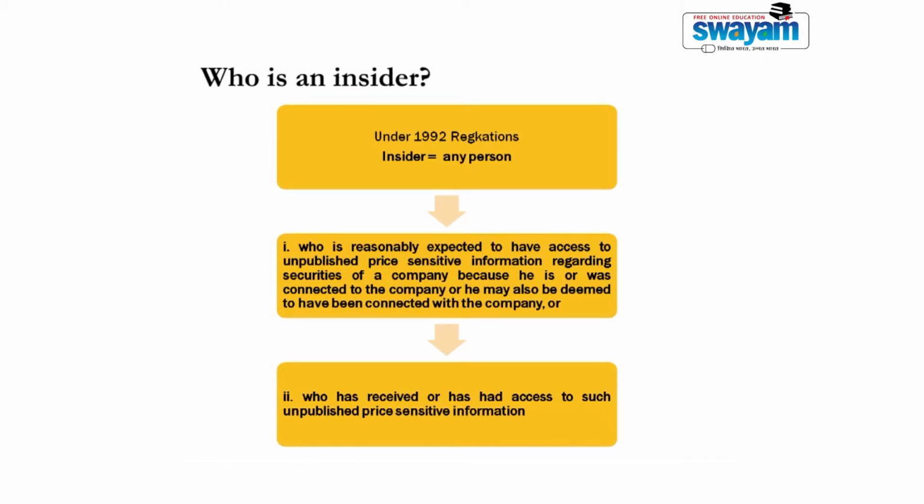Let us now look at the definition under 2015 regulations. Under 2015 regulations, insider means any person who is a connected person or who is in possession of or having access to unpublished price sensitive information. So, you see that the definition has been simplified, but the scope has been widened in this definition.